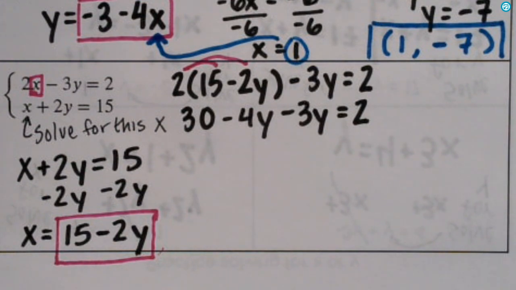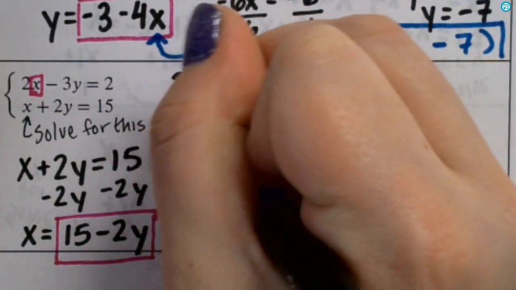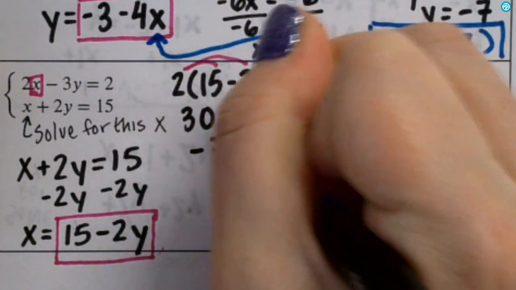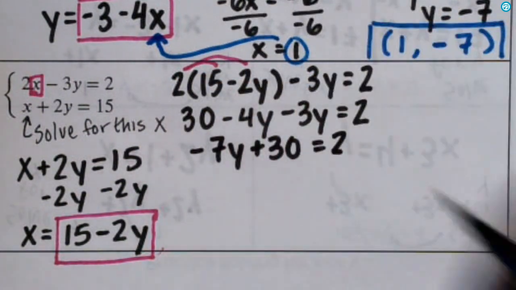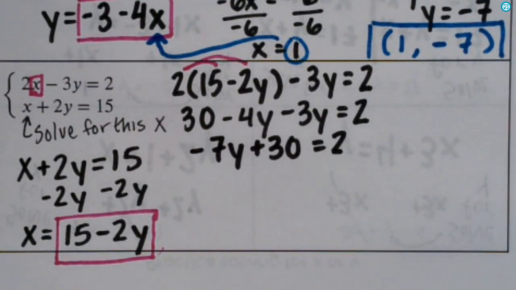Then we are going to combine like terms. So the negative 4y and the negative 3y, if I take $4 from you and then I take another $3 from you, I've taken $7 from you. So that is going to be negative 7y plus 30. I'm going to put it in that order because that's the order we're used to more. We could also put 30 minus 7y, either way.